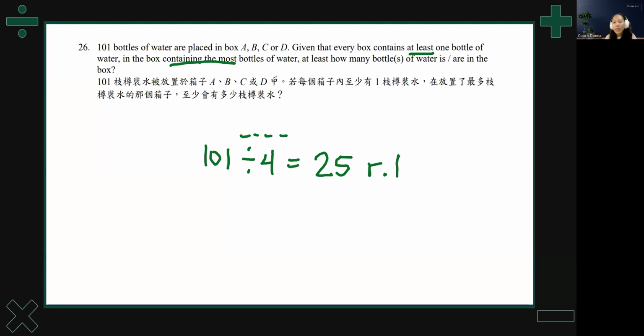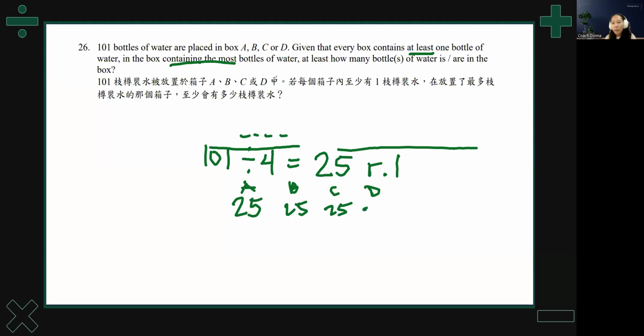The question is, at least how many bottles are there in the box that contains the most bottles of water? So for A, you have 25. For B, 25. For C, 25. For D, it should have 26 because we have 101 bottles in total. So the box containing the most bottles of water has 26. That's how we answer questions like this. If no questions, let's proceed to number 27.